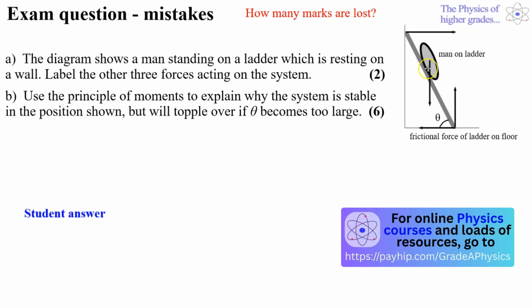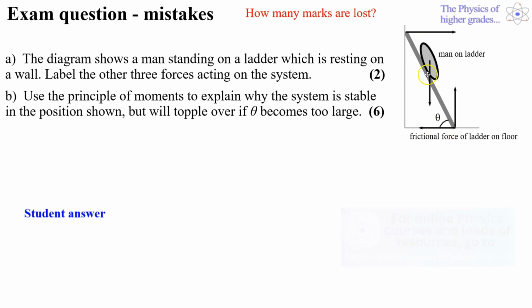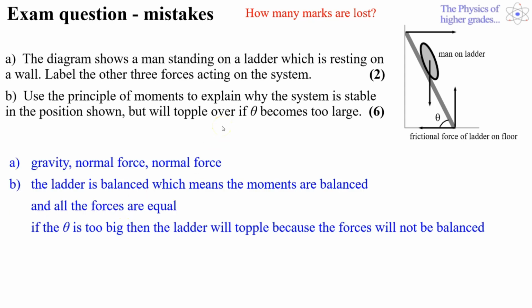So here we go. This is my attempt at the drawing. This is a version of an exam question from a few years ago. There's a man on a ladder, resting on a wall. We've got to label the other three forces. Then, use the principle of moments to explain why this is stable, but will topple over if theta becomes too large. You can imagine that if this ladder becomes more vertical, at some point it will fall backwards. So let's have a look at the answer.